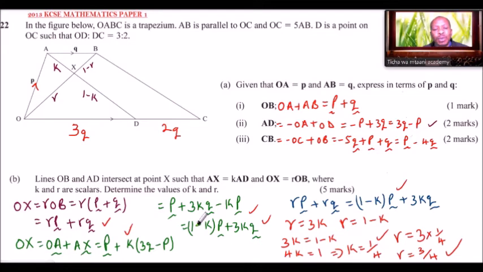That is Vectors 2, which you covered in Form 3, and you'll be able to answer these questions correctly.